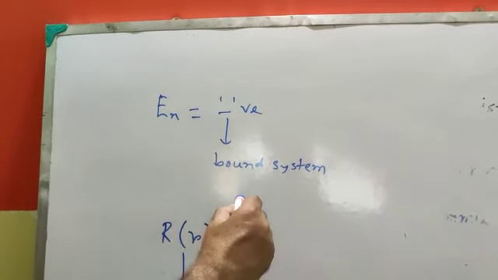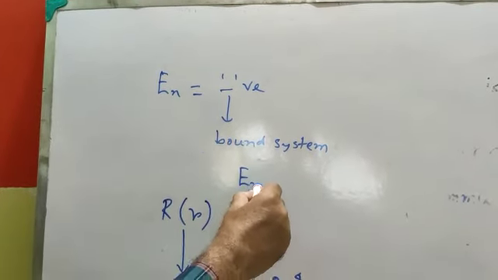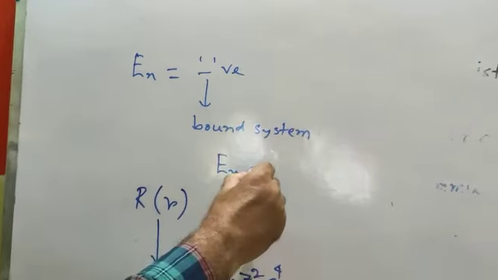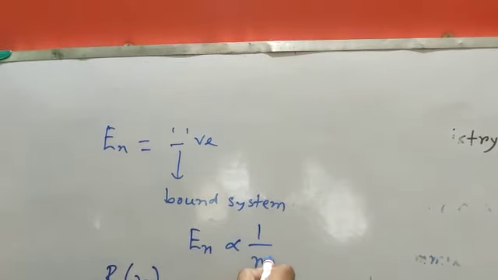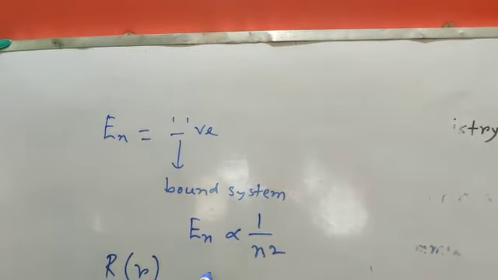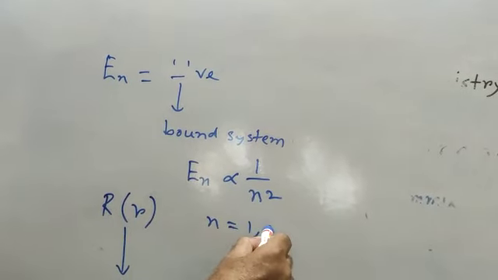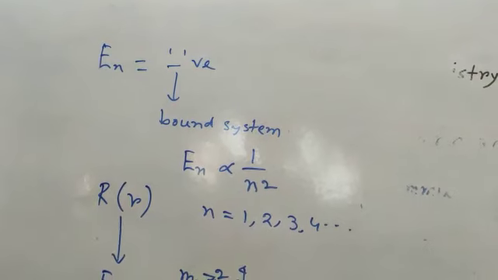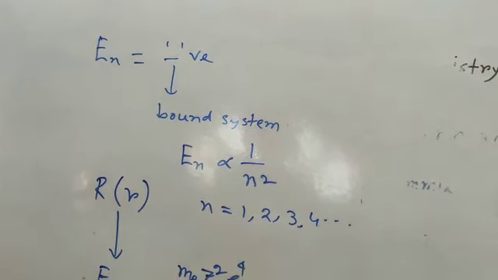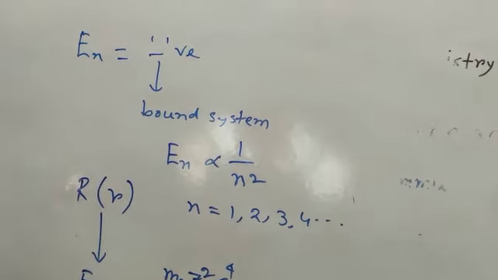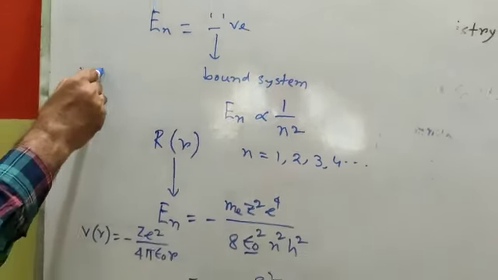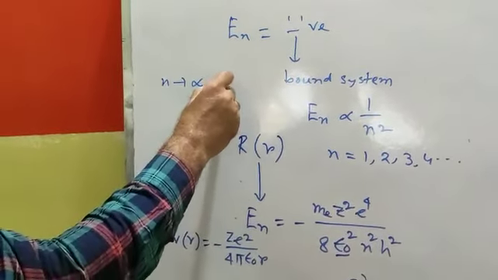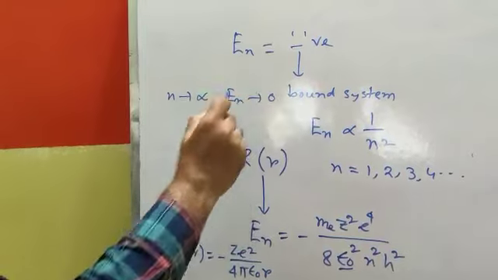Another important part is that this hydrogen atom energy is proportional to 1 by n square, where n is the principal quantum number and these are positive integer values. So as the n value increases, En value decreases. So in the limit n tends to infinity, En tends to 0.